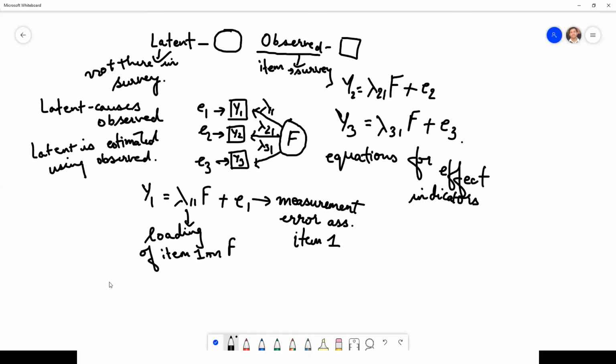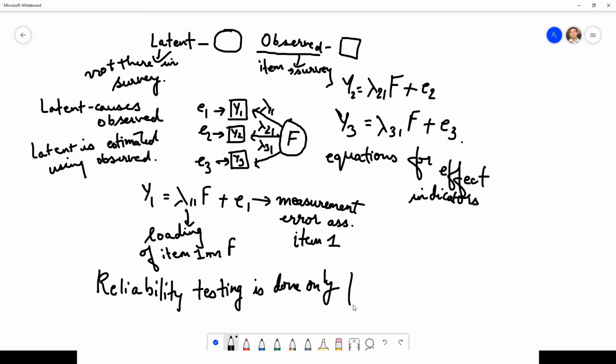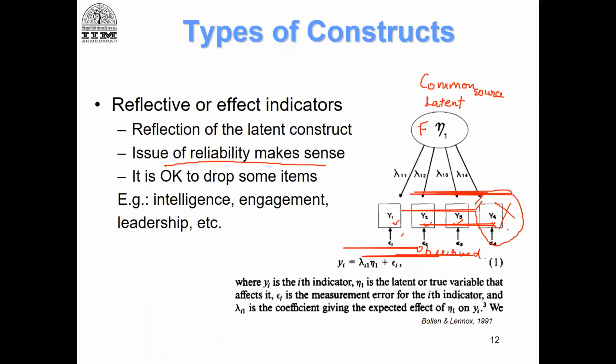And always remember that reliability testing is done only for reflective constructs. Is that okay? So we do not test reliability for the other kind of construct. Okay, so this is what it is.